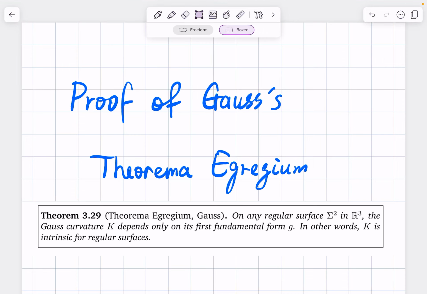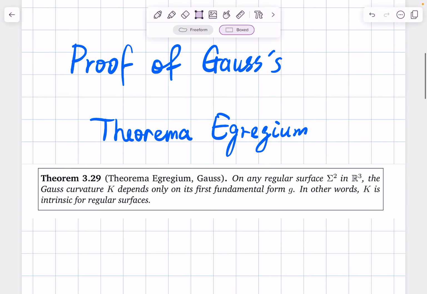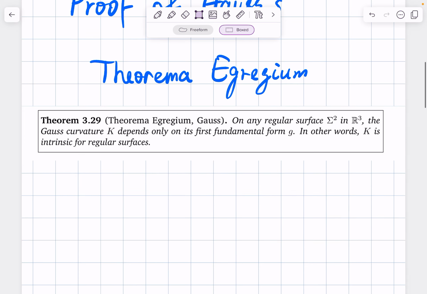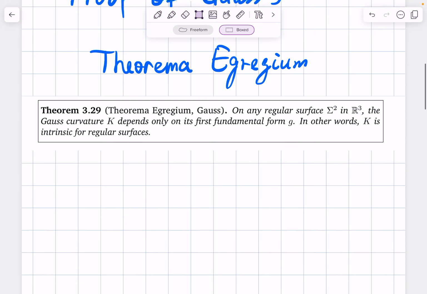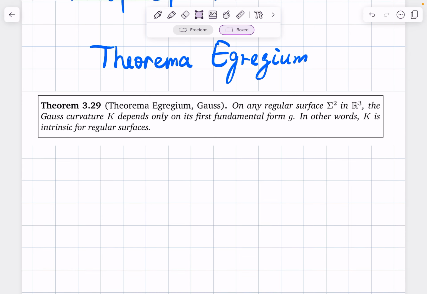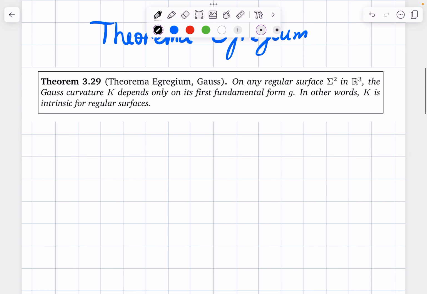Today we're going to prove the famous Gauss's Theorema Egregium. It states that on any regular surface, two-dimensional Σ² embedded in R³, the Gauss curvature K depends only on its first fundamental form G. In other words, K is intrinsic for regular surfaces. Okay, so we know that the Gauss curvature is equal to the determinant of G inverse H.